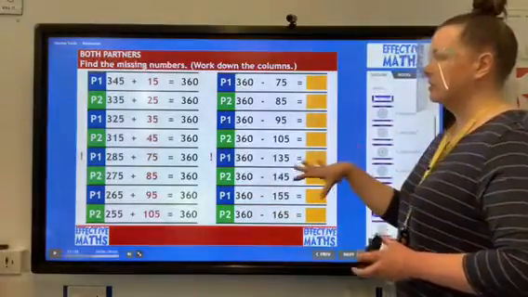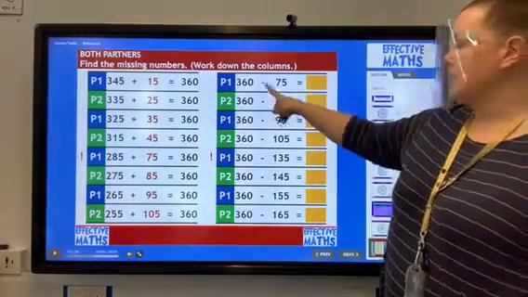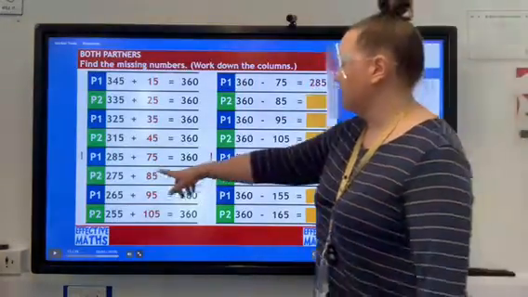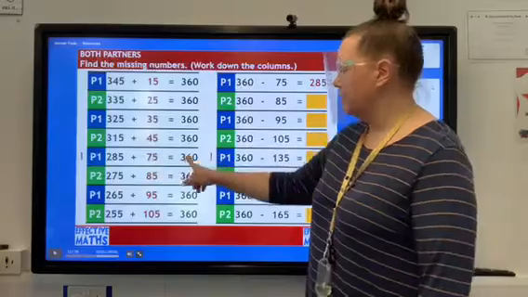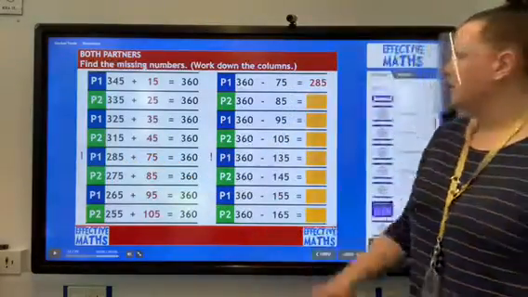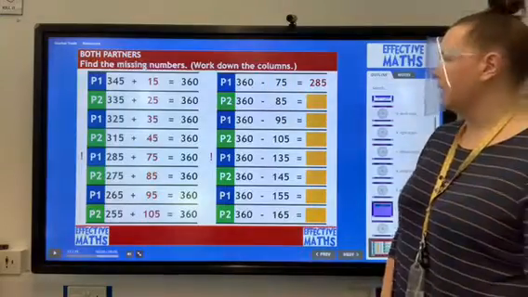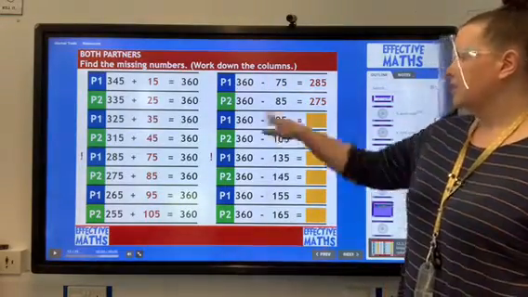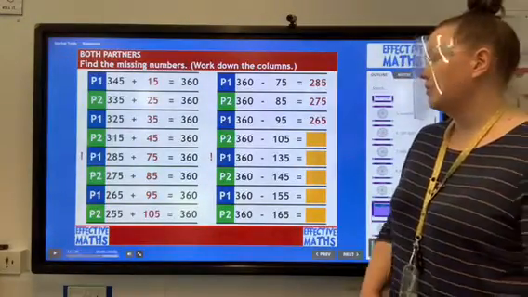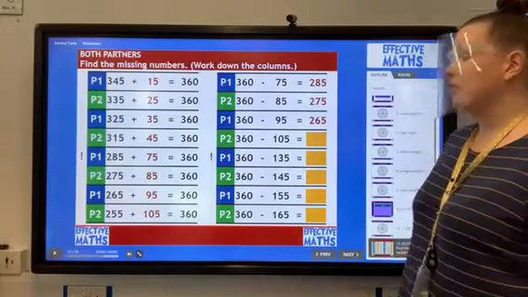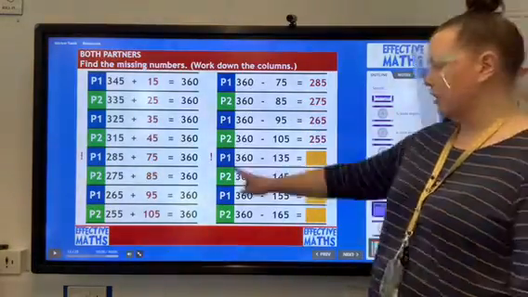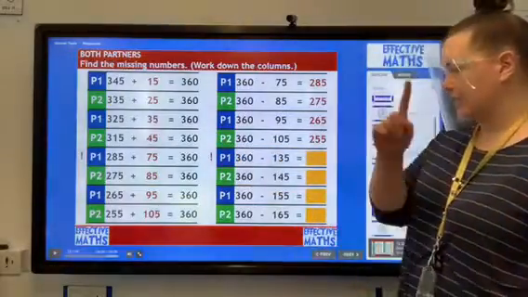Using what we have here, because we know that subtraction is the inverse of addition, can we complete these statements? 360 subtract 75 is 285. Look, we've got it here. 285 add 75 is 360. 360 subtract 75 equals 285. 360 subtract 85 is 275. 360 subtract 95 is 265. 360 subtract 105 is 255. Look, we've got our exclamation mark. Our pattern has changed. Pay attention.